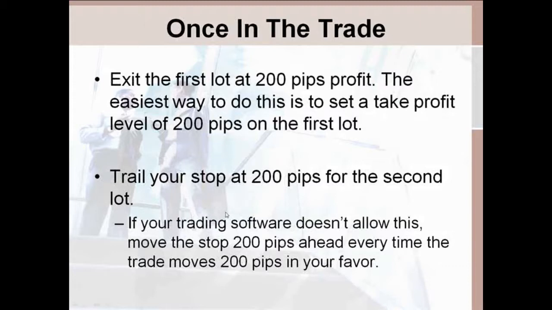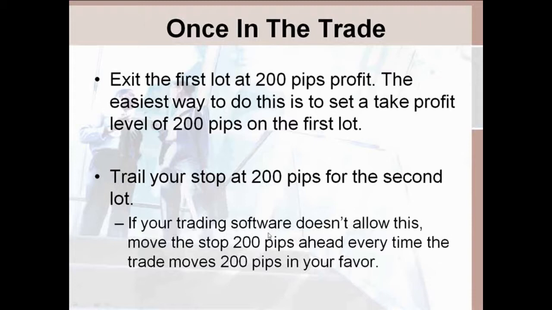And once we're in the trade, we exit the first lot at 200 pips profit. So once the trade has moved in our favor 200 pips, we're going to exit our first lot. And of course, the easiest way to do that is just to set a take profit on one lot that you've traded. And for the second lot, once your first lot is profitable, you move your stop to the break-even point, and then you're going to trail your stop loss at 200 pips for the second lot.